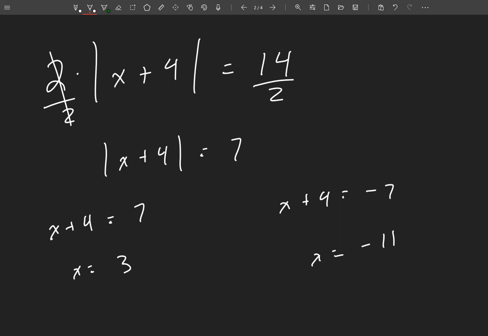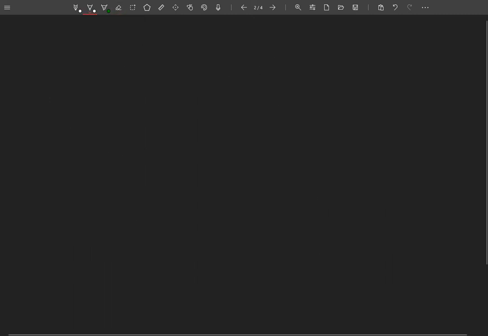When you see something like this where you have a number out front, go ahead and eliminate it by dividing both sides by that number. All right? Okay. Let me give you another one. You try this one on your own. See if you can do it.